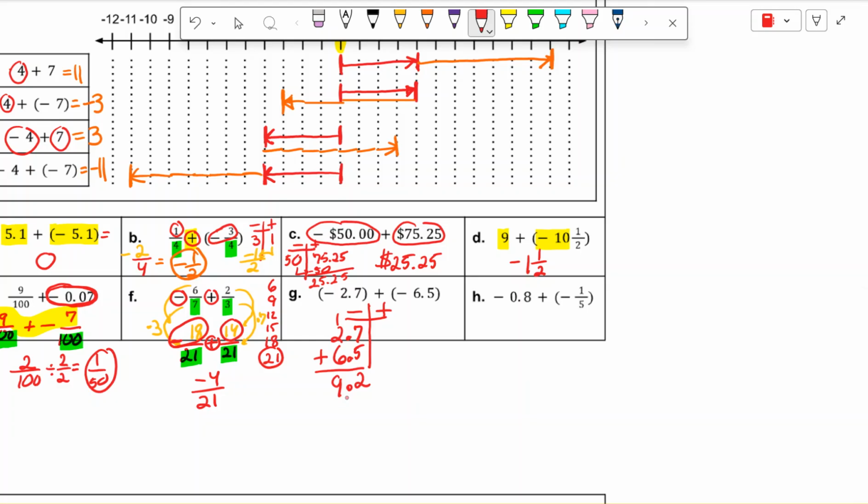That is 9 and 2/10. But it is negative because it's on the negative side, so don't forget the sign. Negative 9 and 2/10.